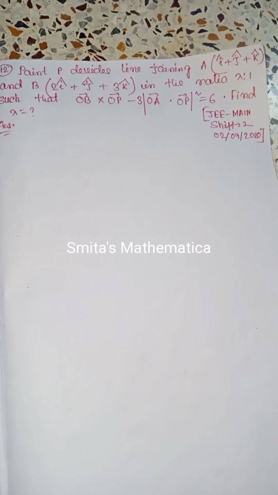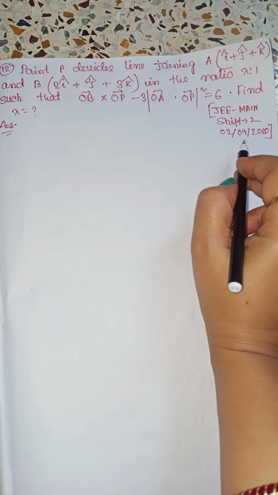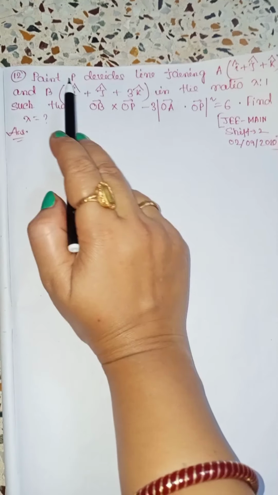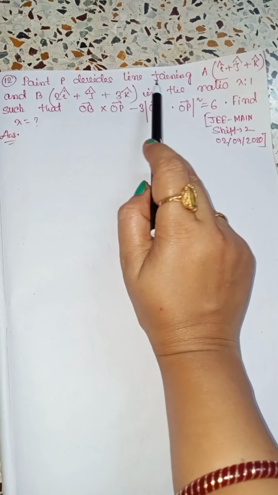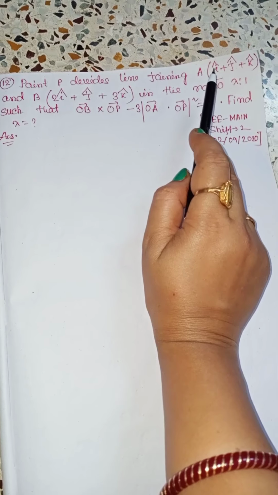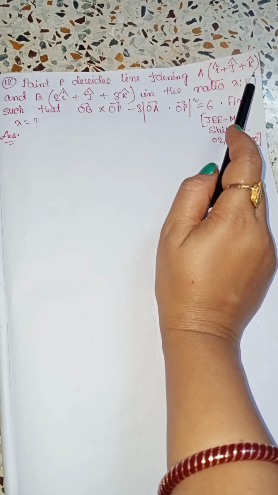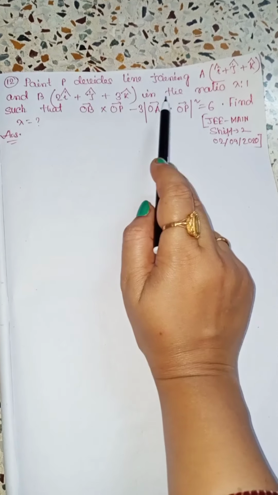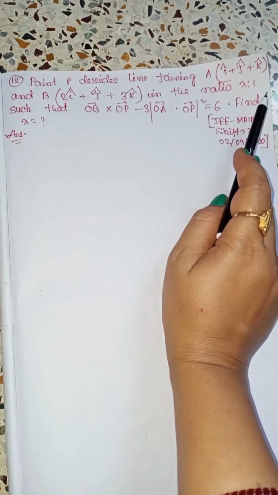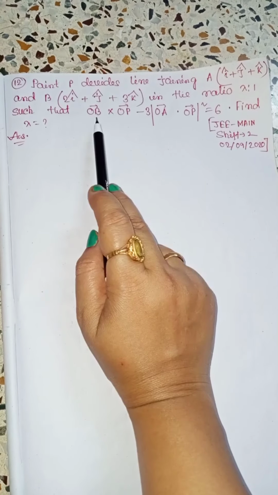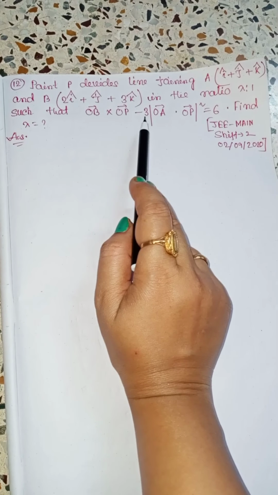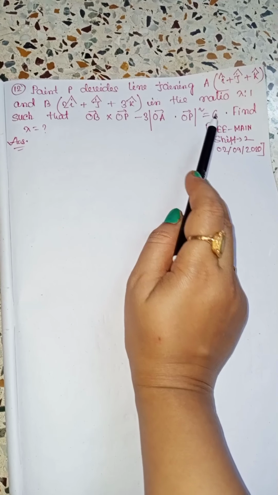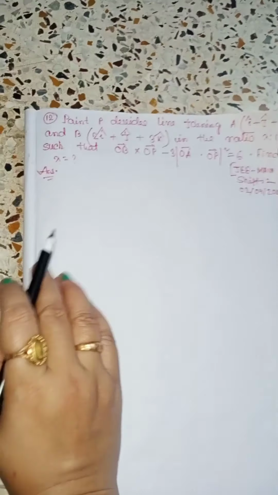Today we solve JEE Main Shift 2, 2nd of September 2020, question number 12. Point P divides the line joining vector A, i cap plus j cap plus k cap, and vector B, 2 i cap plus j cap plus 3 k cap, in the ratio lambda is to 1, such that OB cross OP minus 3 mod of OA dot OP square is equal to 6. Find lambda is equal to what?